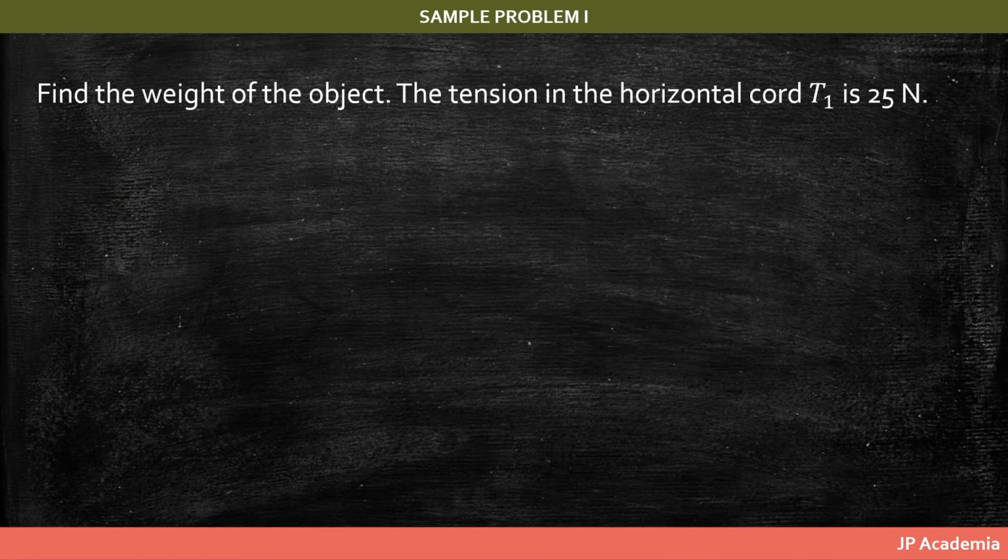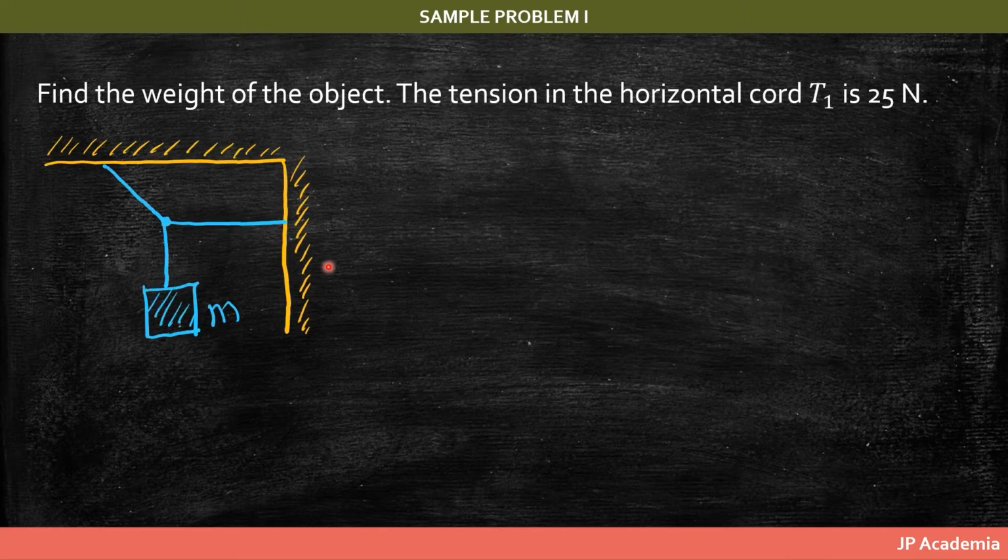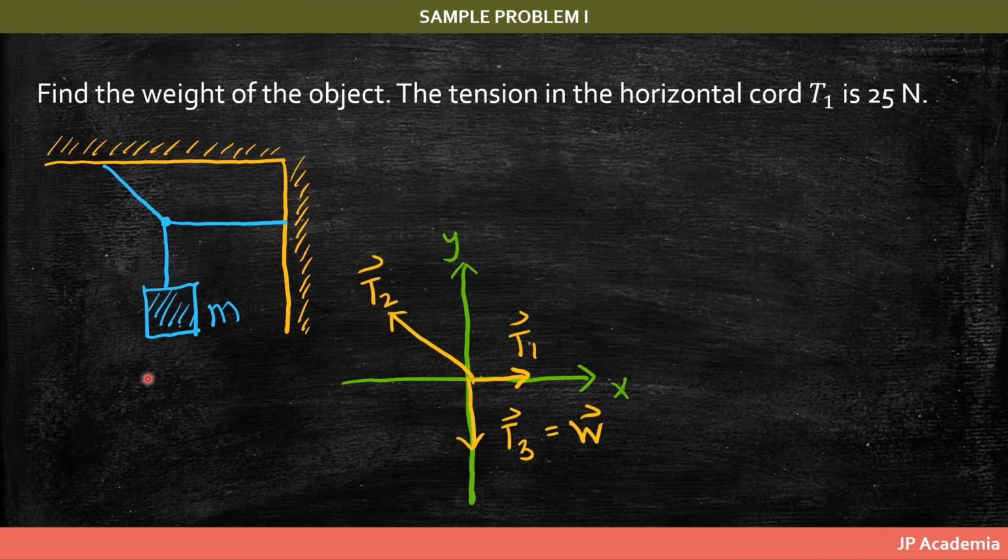Let us work through this problem for the first condition of equilibrium. We have this scenario wherein we have three tensions present in our system. So we have this mass, we have these cables on the wall and the ceiling, and we have this free body diagram. We have three forces. T1, the tension 1, is given, which is 25 newtons. Then we have T2, which is unknown. Then T3, this one, is just equal to the weight of the object hanging from it.